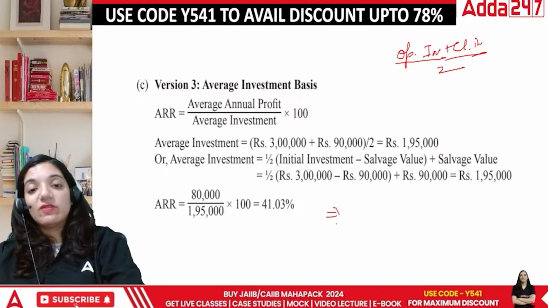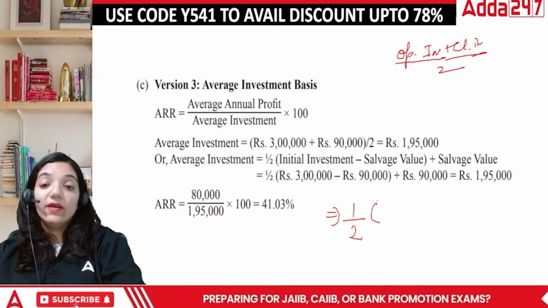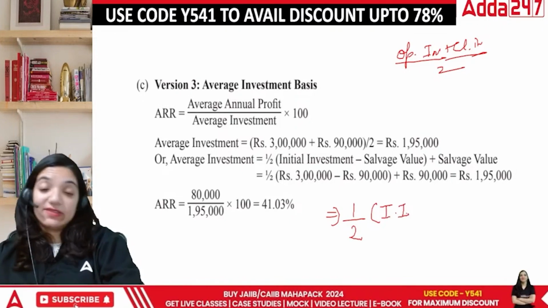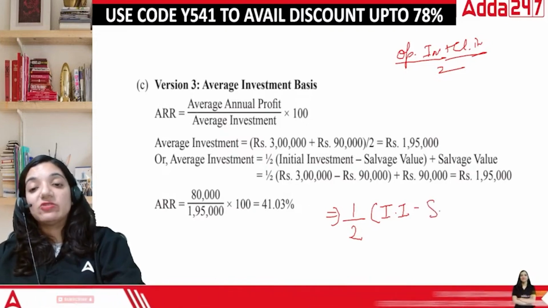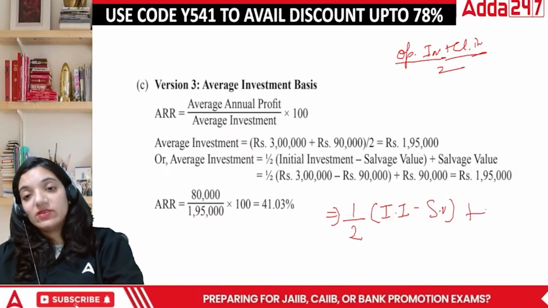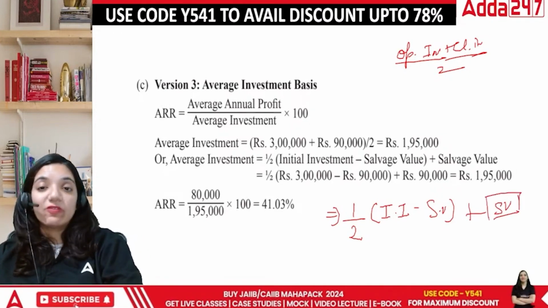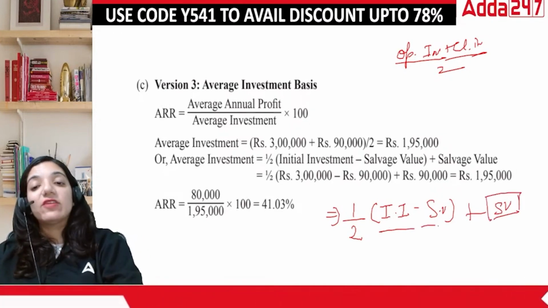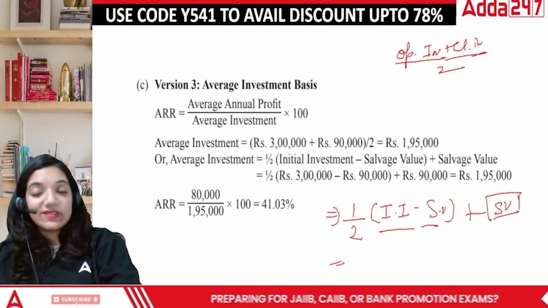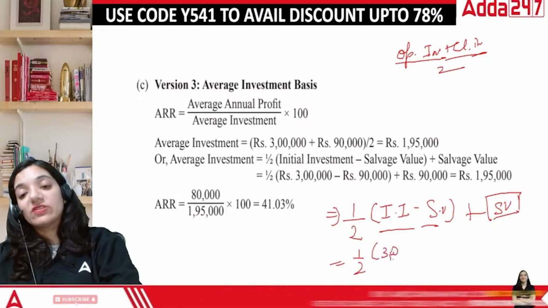In this case, what will we do? We will use the term half. Then whatever your initial investment is, you spent 3 lakh, yes. Then whatever your salvage value, whatever you'll get after 3 years, plus the salvage value. You will get this much amount of money, and you are taking the average of whatever money your investment is into the business for all these 3 years.